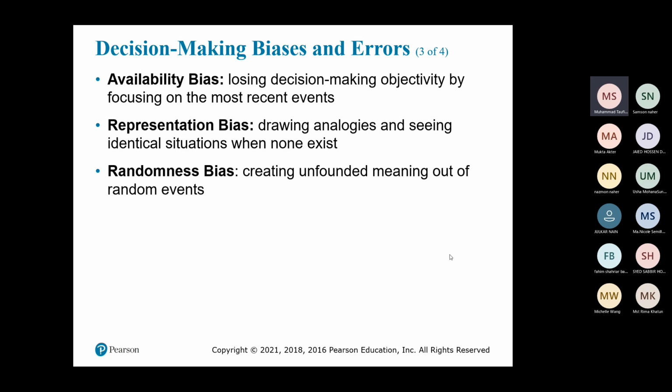Okay, so when a decision maker assesses the likelihood of an event based on how closely it resembles another event or set of events, that's the representation bias. It means that you want to relate the problem that you have now with a problem that you already encountered before, but in reality, there are no similarities between the current problem and the previous problem. So that is representation bias.